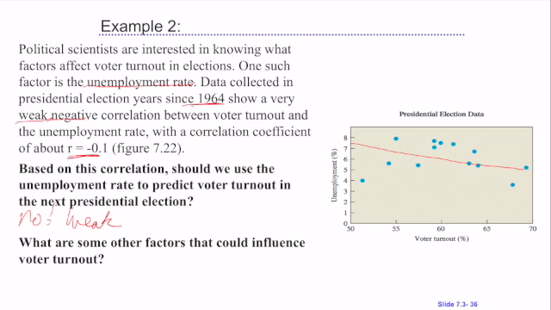If I take my R squared, which is negative 0.1 squared, that would give me 0.01, right? This means that 99% of the variation is due to other factors, not unemployment.